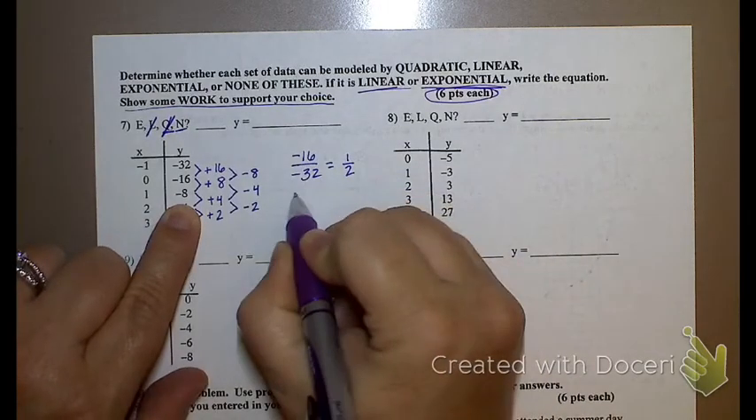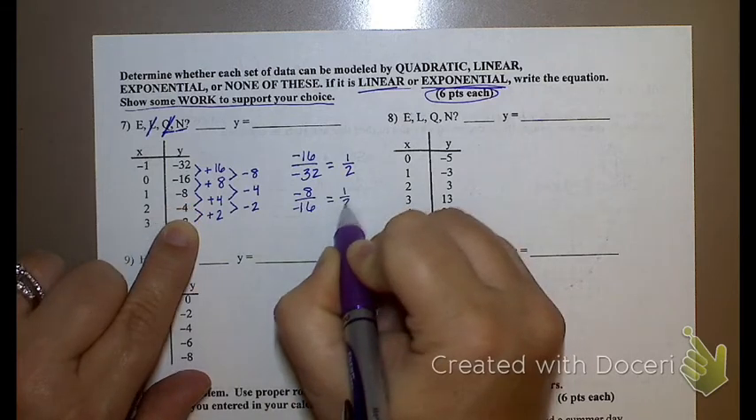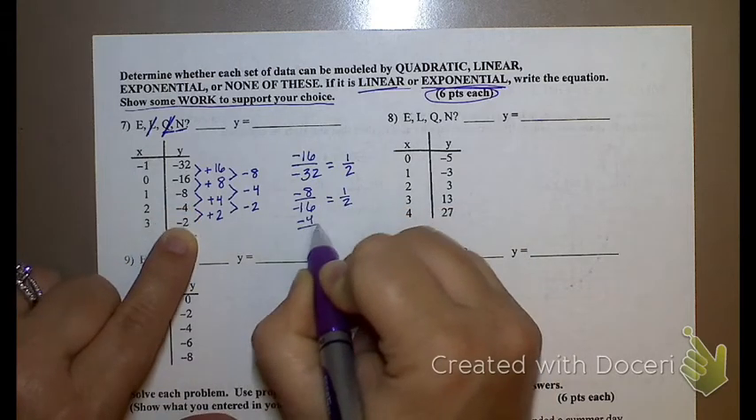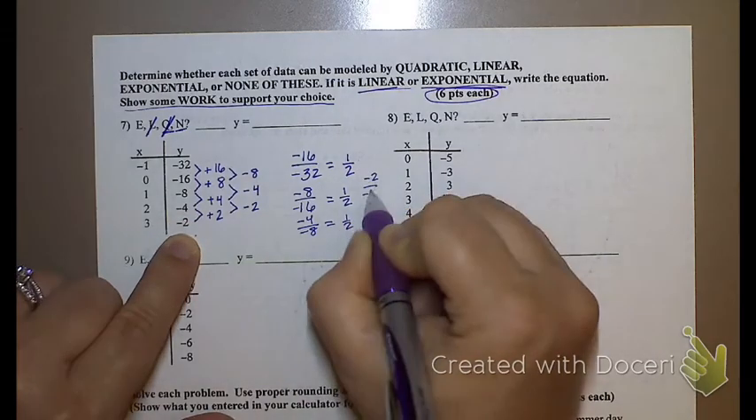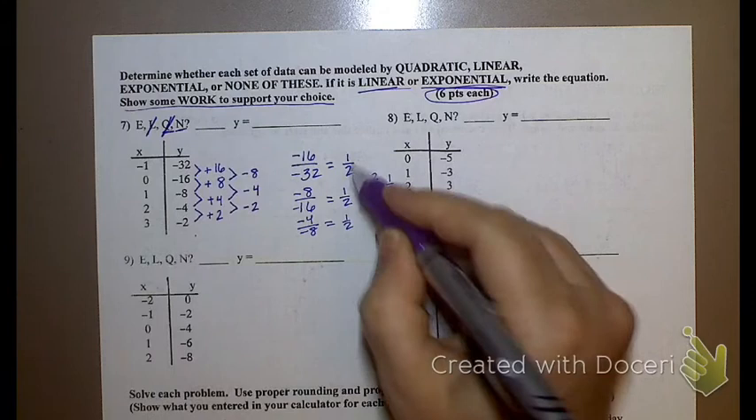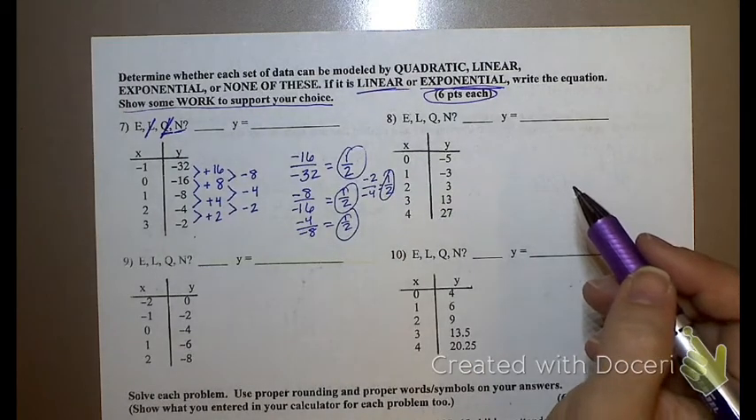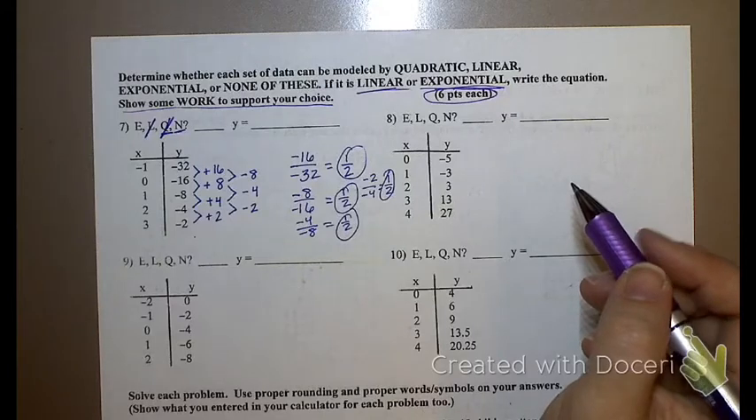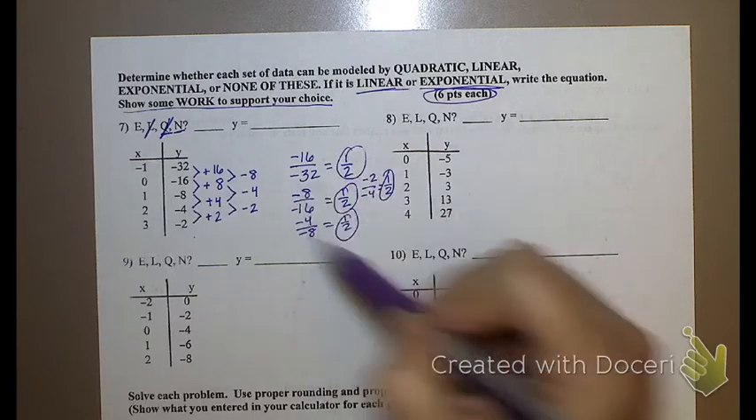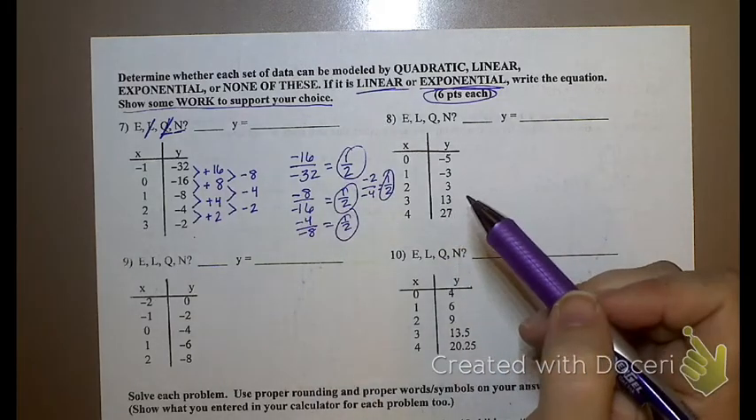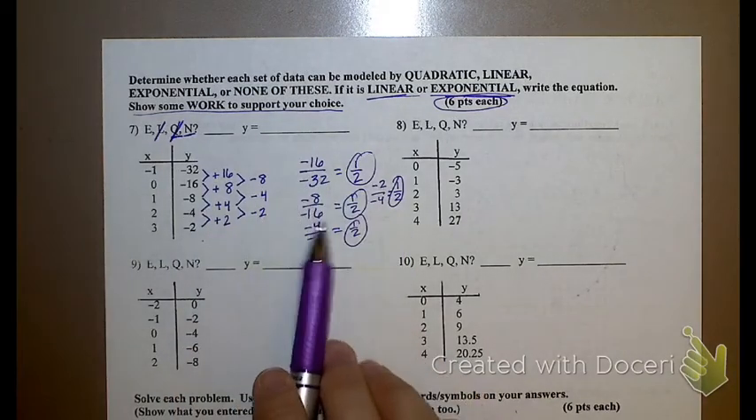So I also need to show that negative 8 over negative 16 reduces to 1/2, that negative 4 over negative 8 reduces to 1/2, and that negative 2 over negative 4 equals 1/2 as well. I need to see that all four of those give me a common result in order for you to show me that it's exponential. So this is the work I'm expecting to show. This is 2 of the 6 points is the work to show that. Now, if you already know it's exponential, you don't have to show me this, but you do have to show me this because this is your proof.